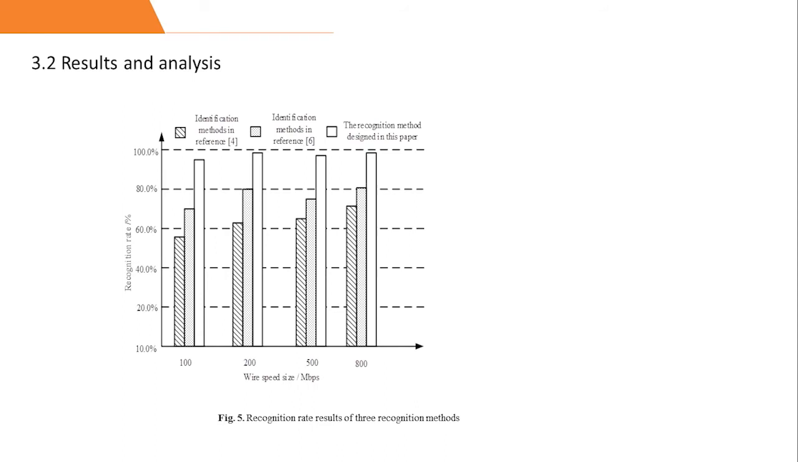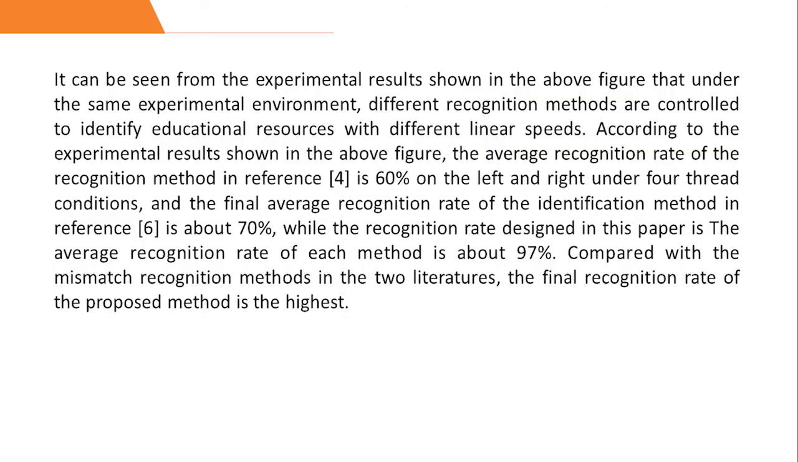3.2 Results and analysis. Please look at Figure 5. It can be seen from the experimental results shown in the above figure that, under the same experimental environment, different recognition methods are controlled to identify educational resources with different linear speeds. According to the experiment results, the average recognition rate of the recognition method in reference 4 is about 60% under 4 threat conditions, and the final average recognition rate of the identification method in reference 6 is about 70%, while the average recognition rate of the method designed in this paper is about 97%.